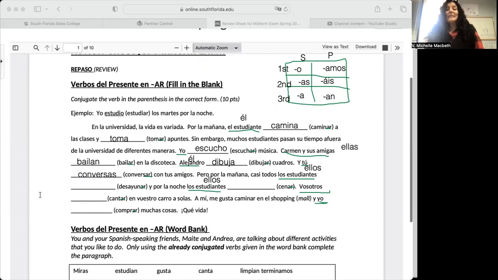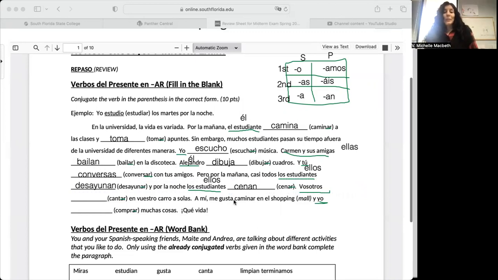Pero por la mañana casi todos los estudiantes, okay, so let's write the root again. Desayun. And then it's an ellos, so that is third person plural. So desayunan, ¿no? Y por las noches, los estudiantes cen. And then again, it's ellos, so third person plural, cenan, ¿no?